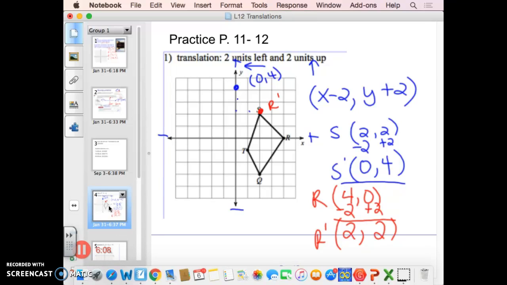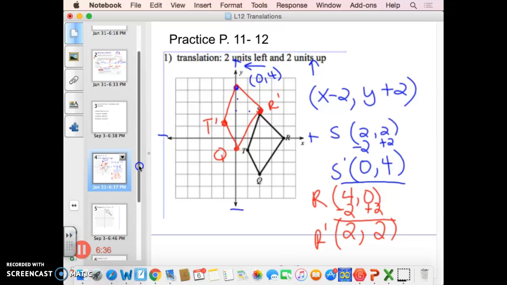Okay, so t, I'm just going to move back 2 and up 2. And that should be here. And q, back 2, up 2 is here. And I should notice that my shape has the same orientation. It did not flip, it did not turn, it did not rotate. It is exactly the same shape. The only thing that happened is that it moved. And it moved left 2 and up 2. Okay?